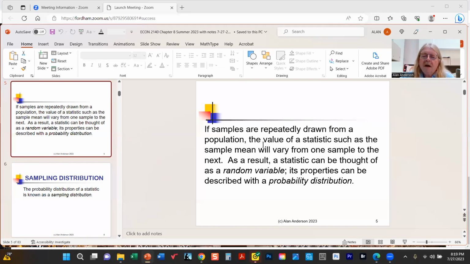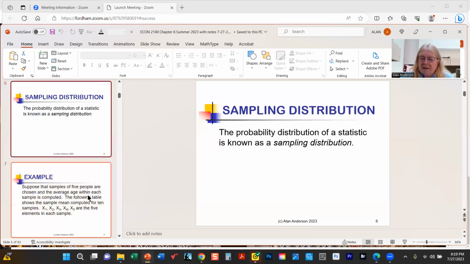Now, because we are defining our probability distribution on a sample statistic, instead of calling it a probability distribution, we give it its own special name, which is a sampling distribution. So when you see the words sampling distribution, remember, it is actually a probability distribution, but a very special one. It is a probability distribution that refers to the properties of a sample statistic. Okay, now in this chapter, we'll be focusing on X bar, but there are others we could use as well.